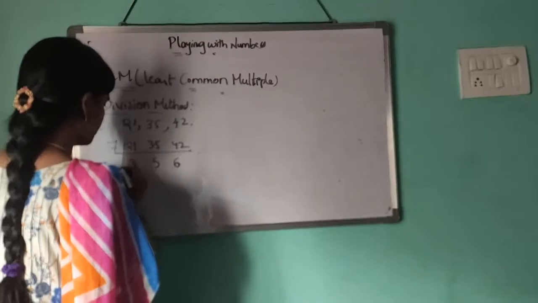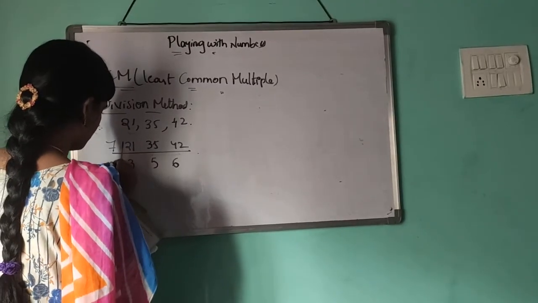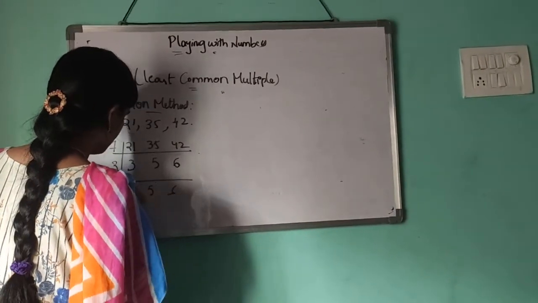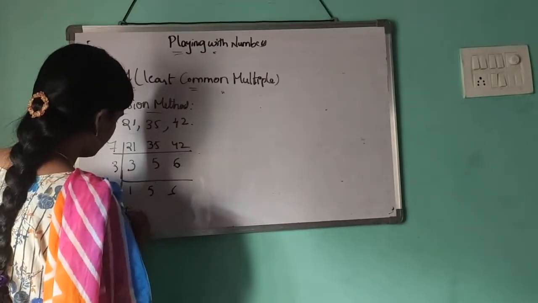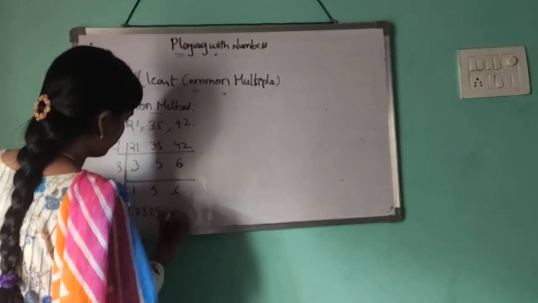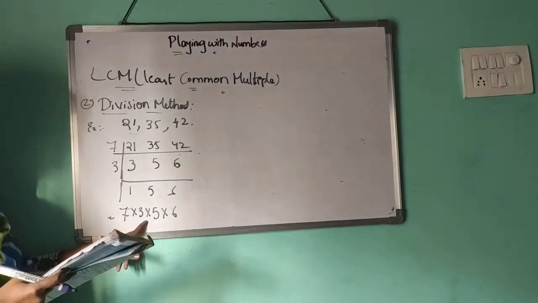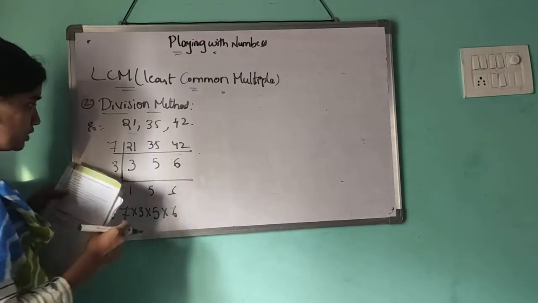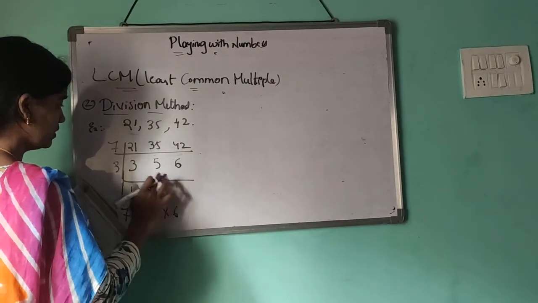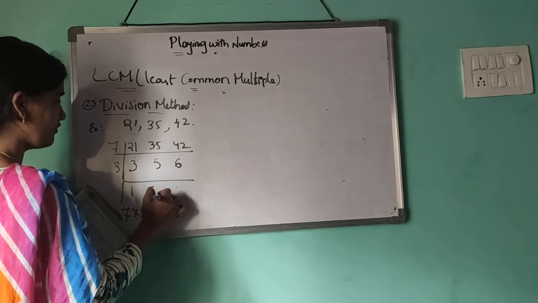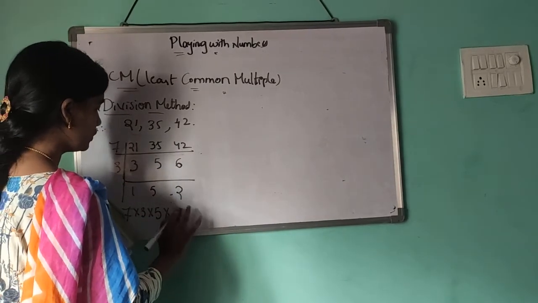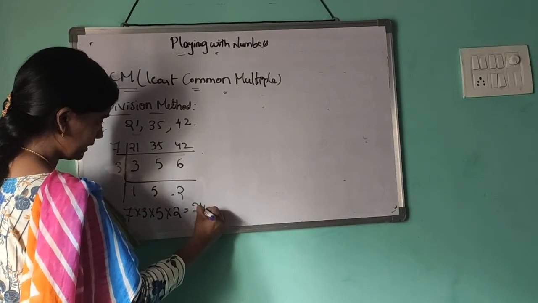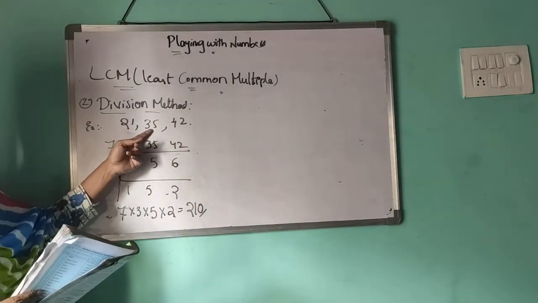So which table is divisible? Let's check 3, 5, 6. Here we can calculate 7 into 3 into 5 into 6. Sorry, the 3 table is divisible. 3 ones are 3, 3 twos are 6. So 7 into 3 into 5 into 2. The answer is 210. So the LCM of 21, 35, 42 is 210.